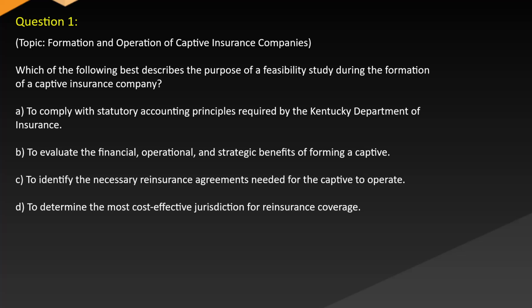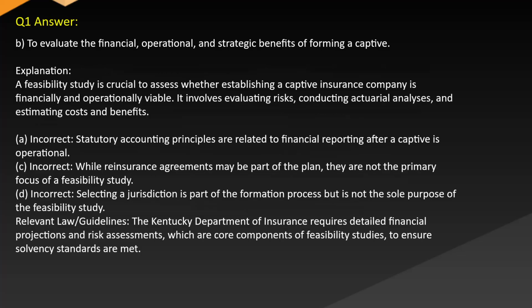C. To identify the necessary reinsurance agreements needed for the captive to operate. D. To determine the most cost-effective jurisdiction for reinsurance coverage. Answer: B. To evaluate the financial, operational, and strategic benefits of forming a captive. Explanation: a feasibility study is crucial to assess whether establishing a captive insurance company is financially and operationally viable. It involves evaluating risks, conducting actuarial analyses, and estimating costs and benefits.